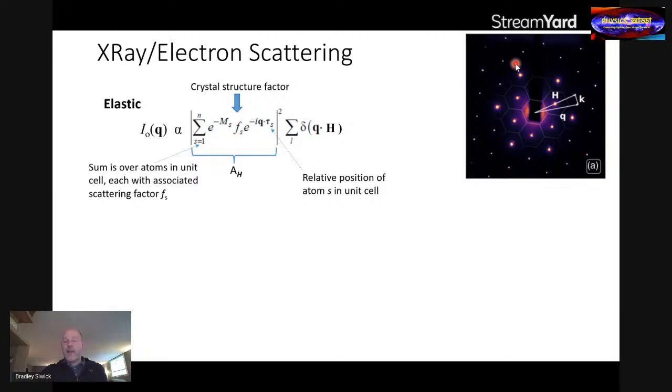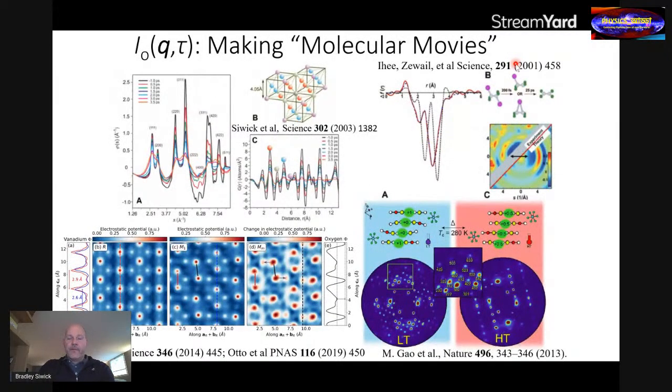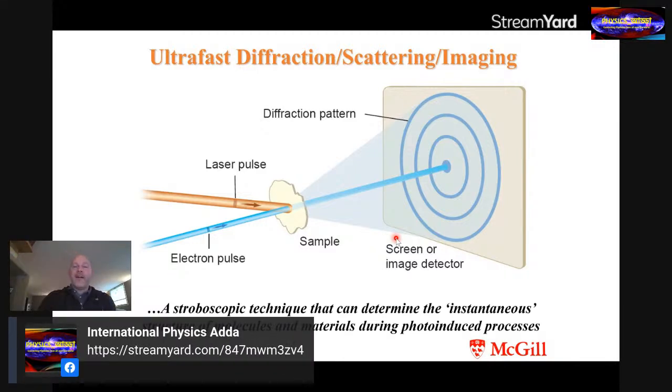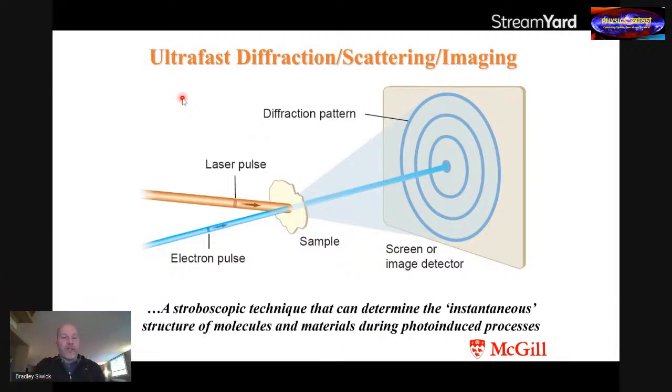Pretty much everything that you would want to measure about the lattice structure of a material is directly obtainable through an experiment like this. So the name of the game in ultrafast electron diffraction has been to measure the intensity of Bragg peaks as a function of time during material processes. And so how do you do that? How does the whole experiment come together? That's shown schematically on this slide.